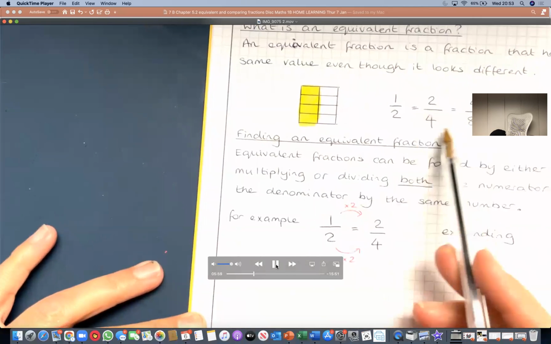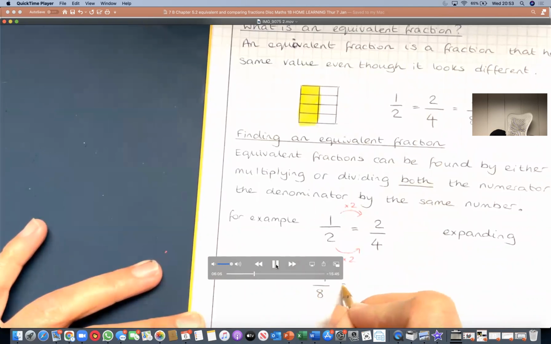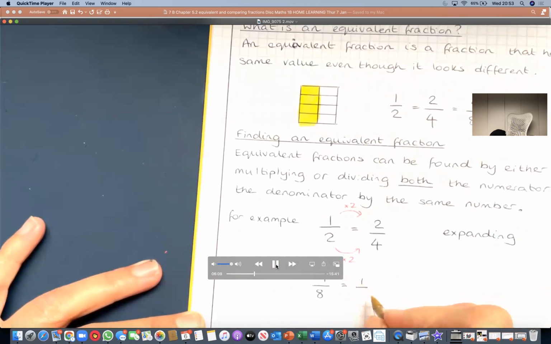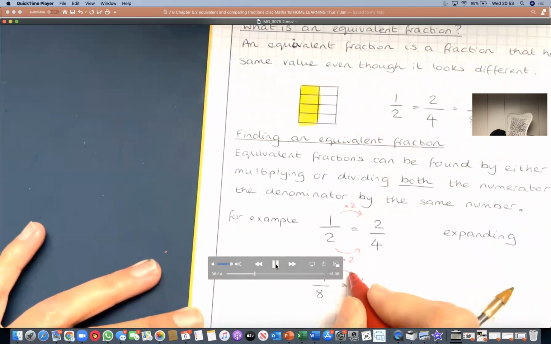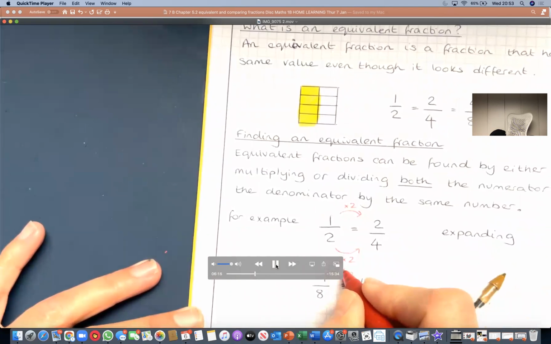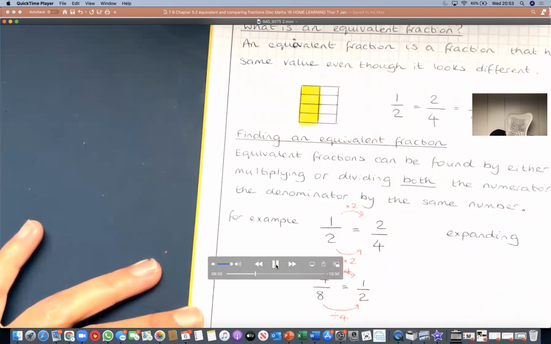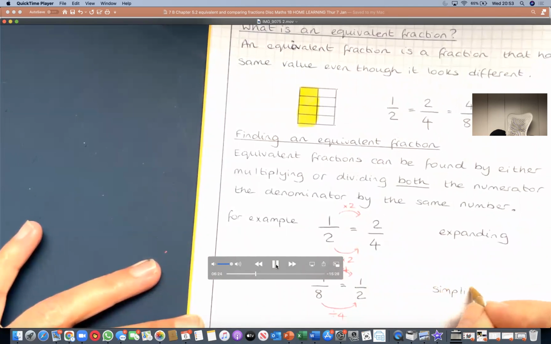Let's have a look at one of the other ones. If I started with 4 over 8, I could simplify it back to 1/2. So this time I have divided the numerator and the denominator by 4. So I have simplified.